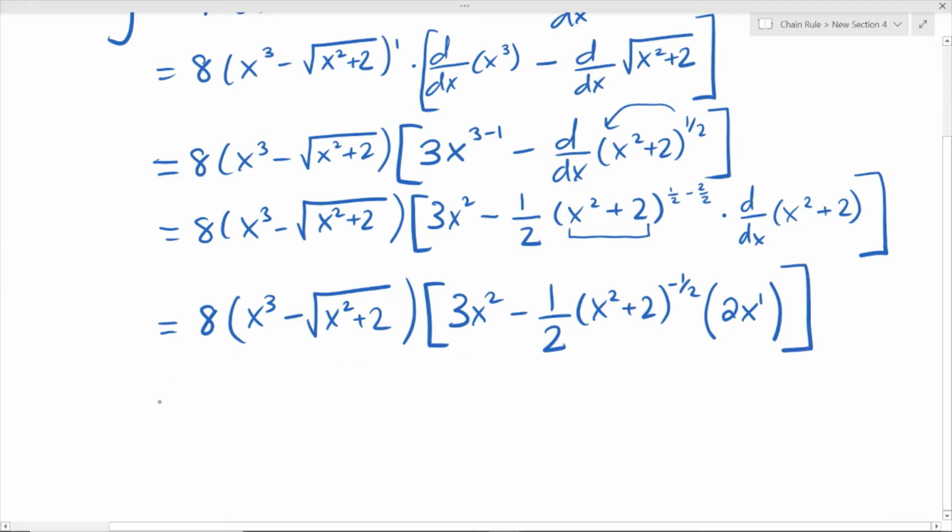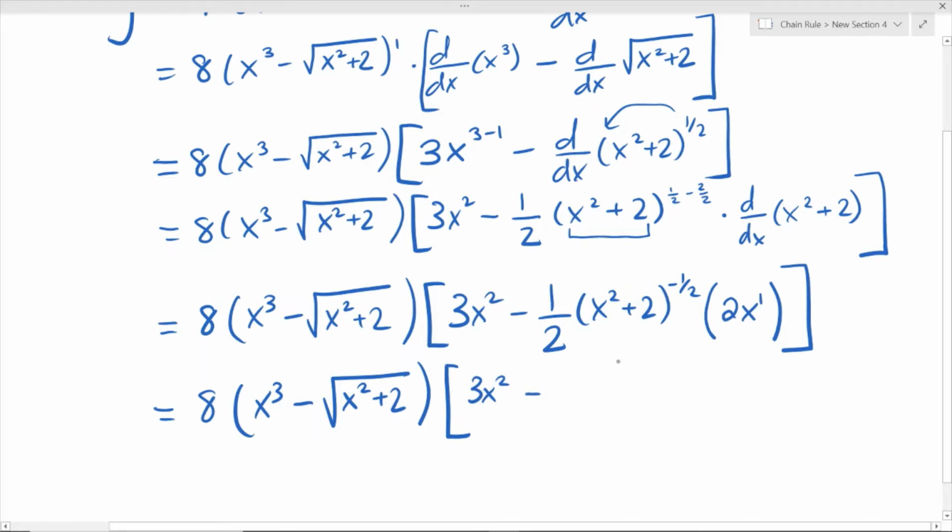And now let's simplify it. So this is 8 times x cubed minus square root of x squared plus 2 times 3x squared minus a half. This is a negative exponent. I'm just going to put it in the denominator. So 2 times, so this is x squared plus 2 to the exponent of half times 2x. Okay, x to the exponent of 1 is x. I have this 2 and this 2 can cancel.